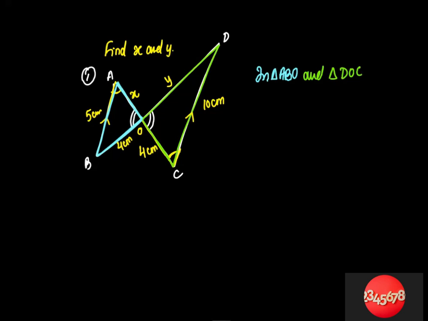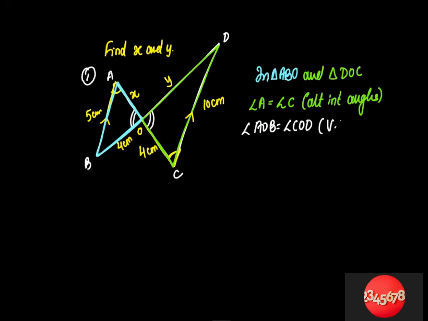But when you write in similarity that triangles are similar, then you have to follow the order. First, I write angle A is equal to angle C. Why? Alternate interior angle. Next, angle AOB is equal to angle COD. Why? Vertically opposite angles. Now it is very important to know that sometimes we write the angle with 3 letters, sometimes we write it with 1.